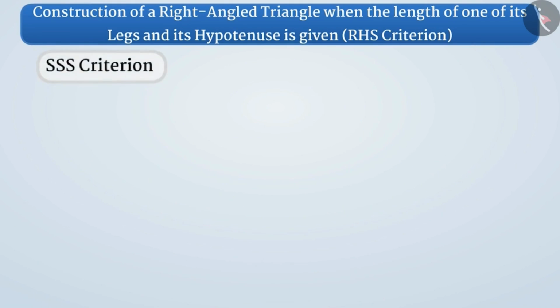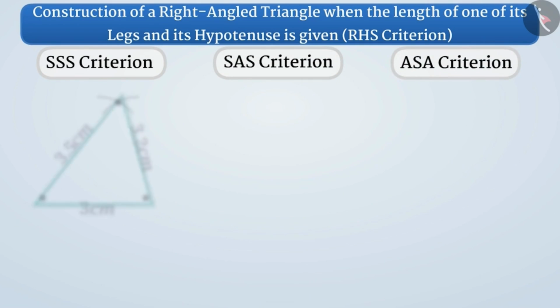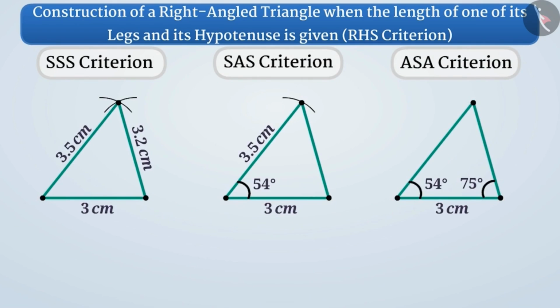So far, we have learned the construction of triangles based on SSS criterion, SAS criterion, and ASA criterion. Now, we will construct a triangle based on the RHS criterion.